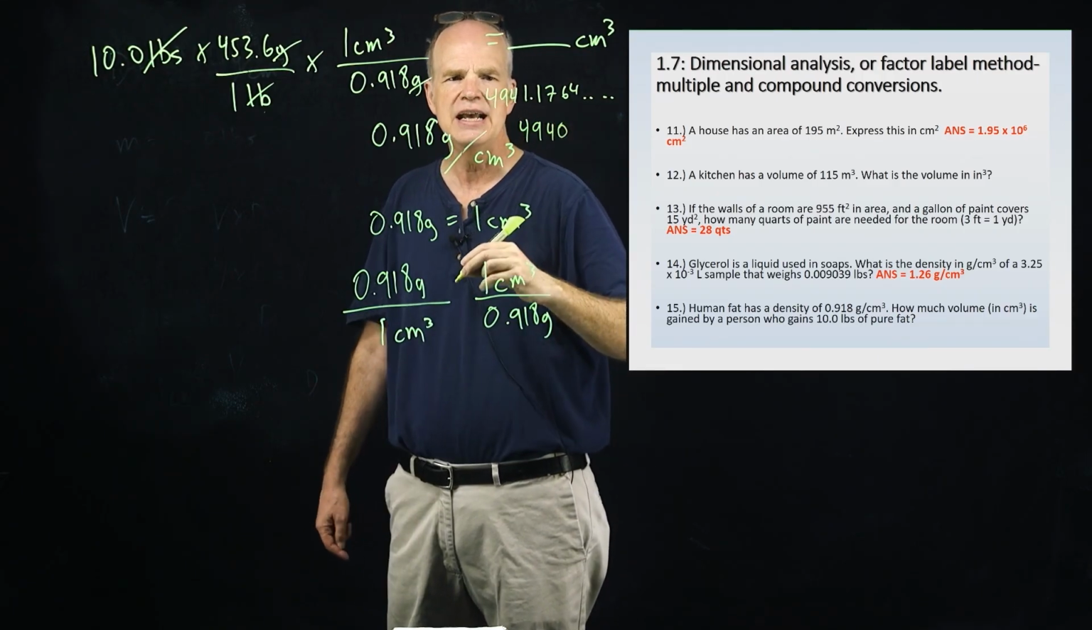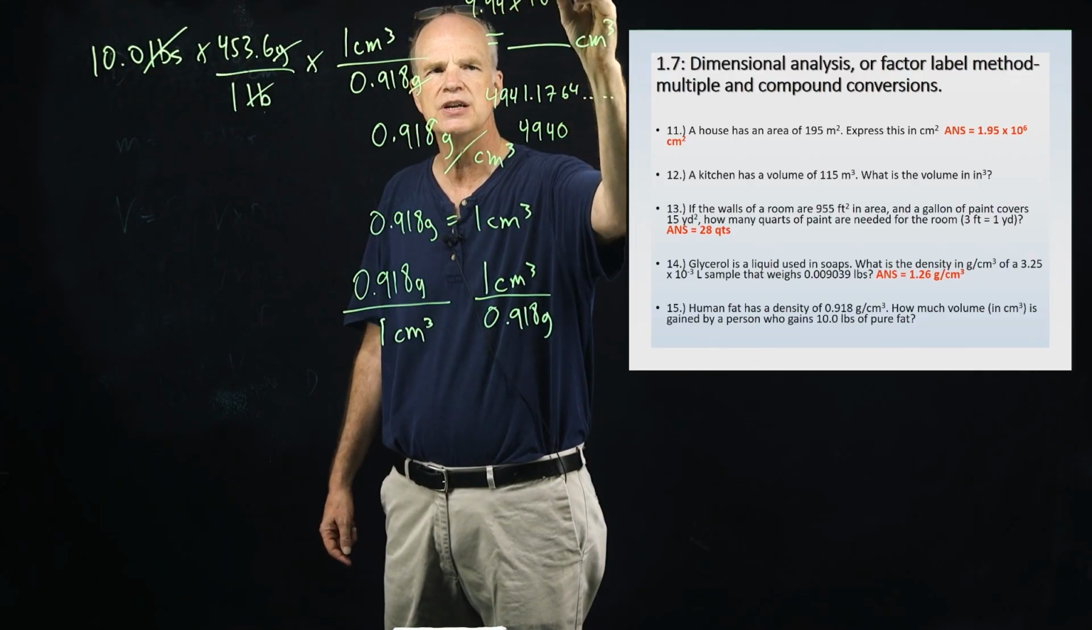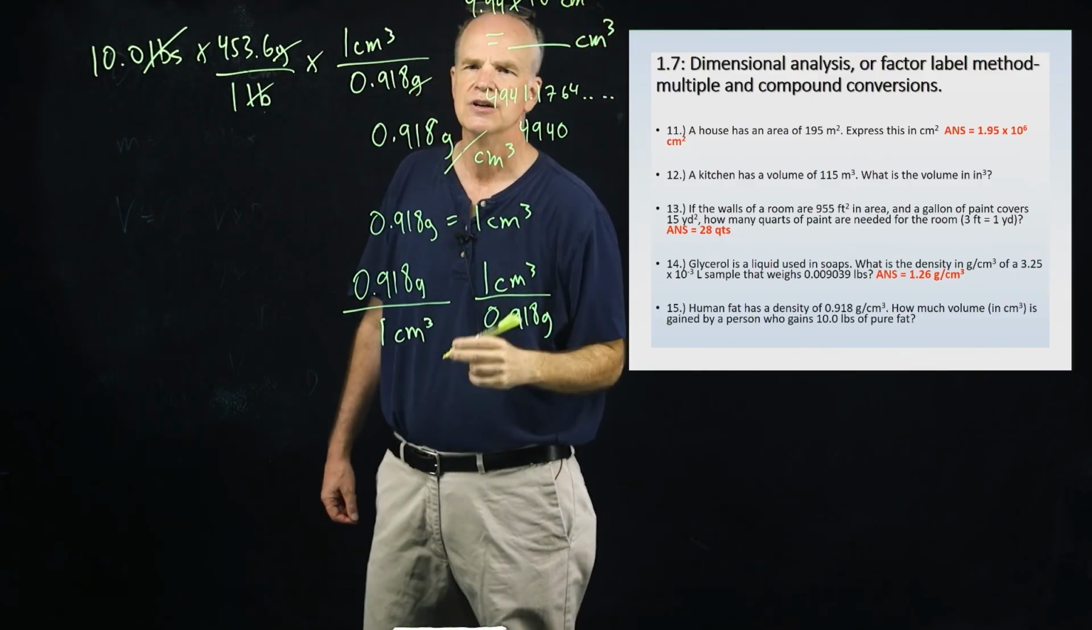So we want to round it to 4940. So the answer should be 4.94 times 10 to the 3 centimeters cubed.